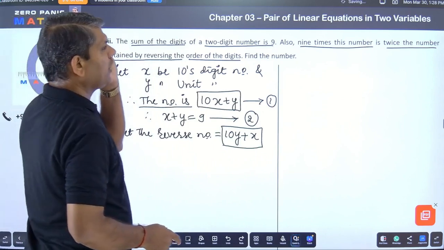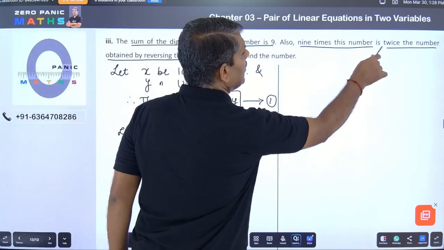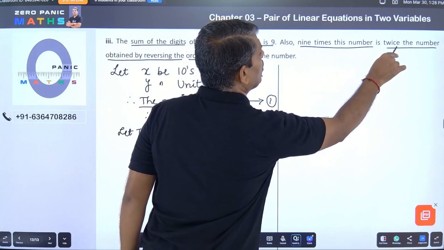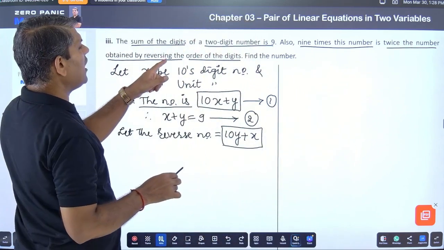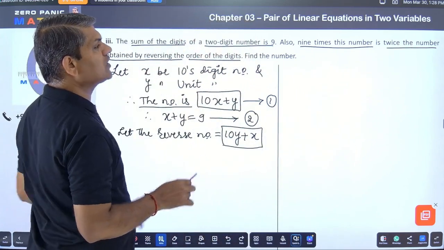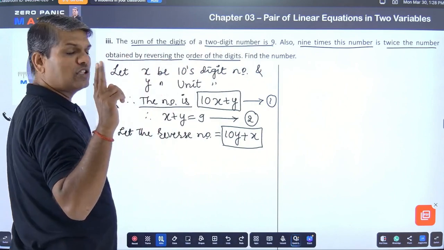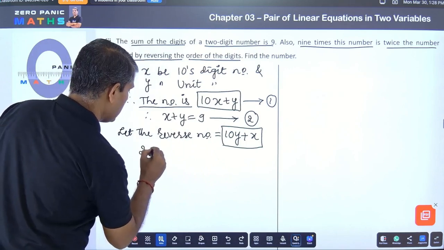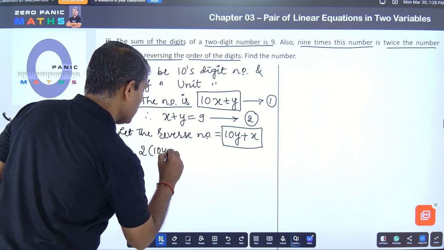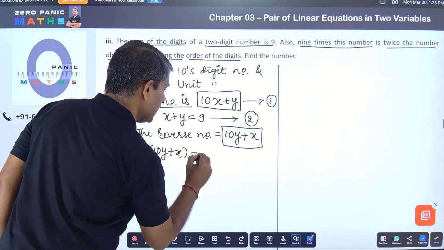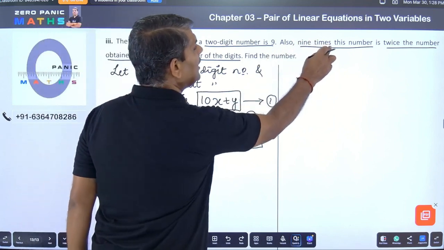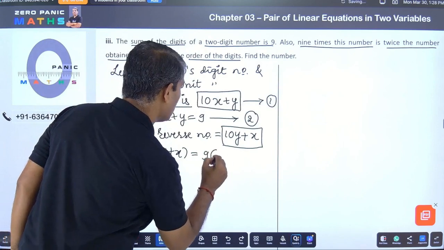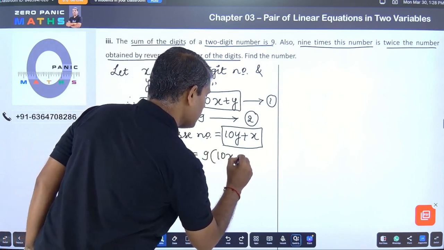Remember this. Now what they are saying: 9 times this number is twice the number obtained by reversing the order of the digits. Twice the reverse number is this: 2 into 10y plus x is equal to 9 times this number, 10x plus y.